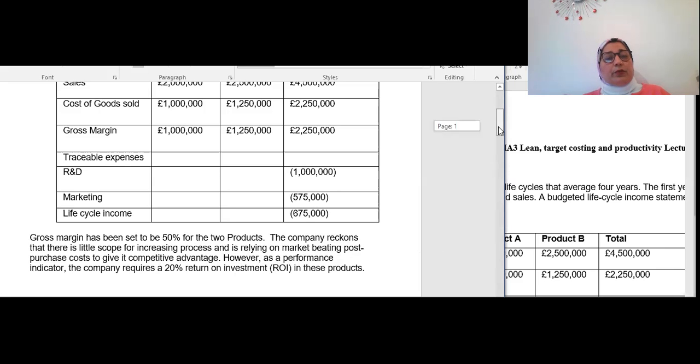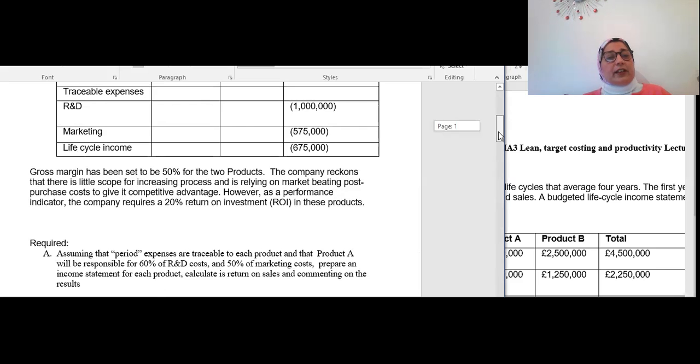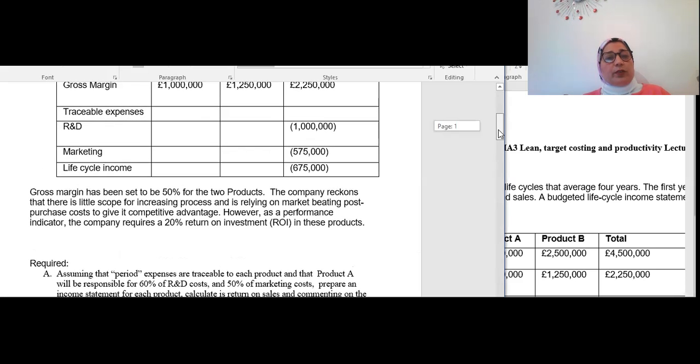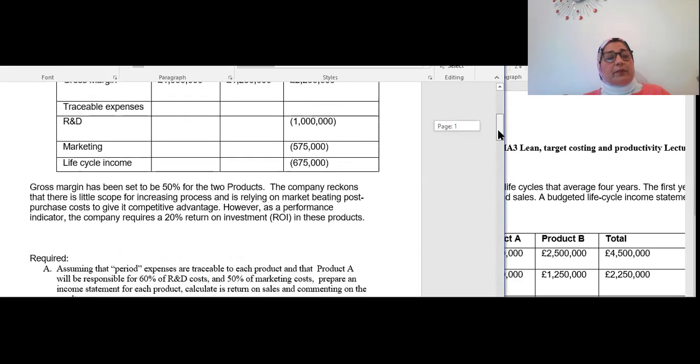Assume that for the period expenses traceable to each product, product A will be responsible for 60% of research and development. Research and development here is 1 million, and product A is responsible for 60%. And 50% for marketing. So product A will be responsible for 60% of research and development and 50% of marketing.